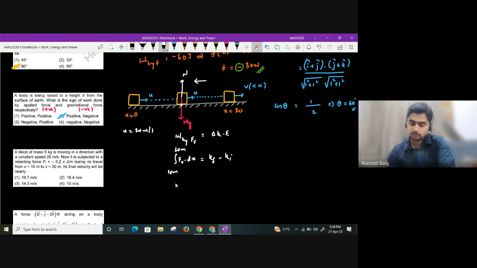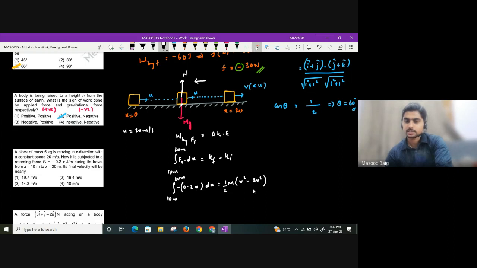So what are we going to get, beta? Integral of minus 0.2x into dx, from 10 meters to 20 meters, should be equal to half into m into v square minus u square, where u is already given as 20 square. Okay, so what are we going to get? Minus 0.2, you can just remove it.